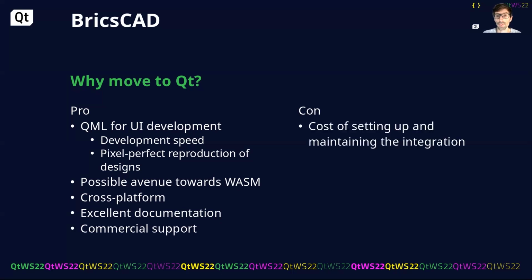Why not move to Qt? A big one is the cost of setting up this integration and maintaining it. Another is the cost of converting the existing UI. I could say the amount of time that we need to convert all of it is huge, but that doesn't really cover how much work this is. We have a bit more than 30 static panels in BricsCAD, over 250 dialogues, which is actually not that much, I think, for an application of this size.